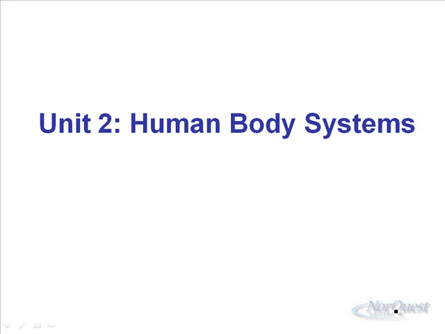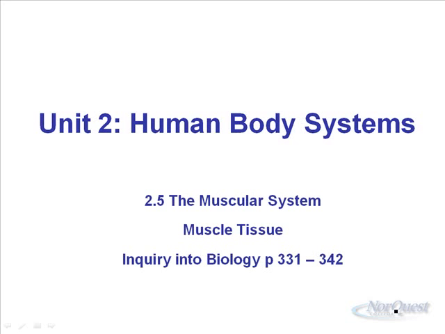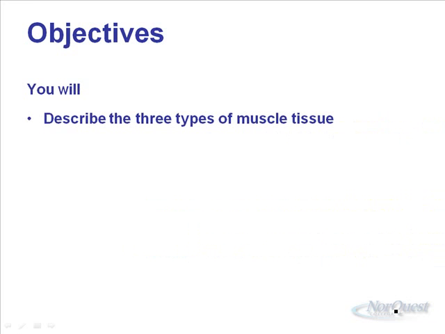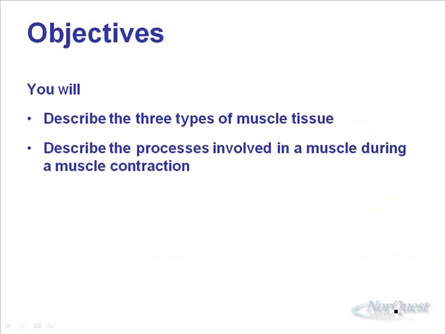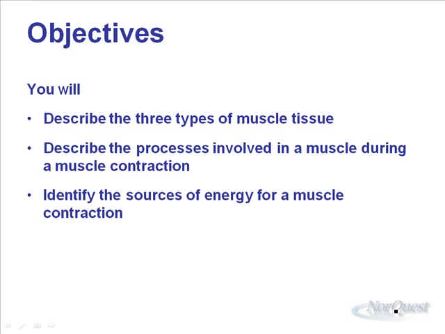Welcome back, Bio30 Prep. We're going to start our last topic for this course, and that is the muscular system. In your textbook, it's pages 331 to 342. By the end of this lecture, you will be able to describe the three types of muscle tissue, describe the processes involved in a muscle during a muscle contraction, and identify the sources of energy for a muscle contraction.